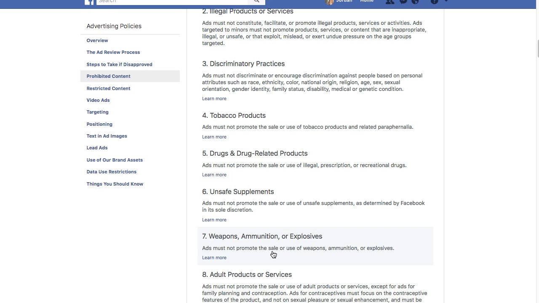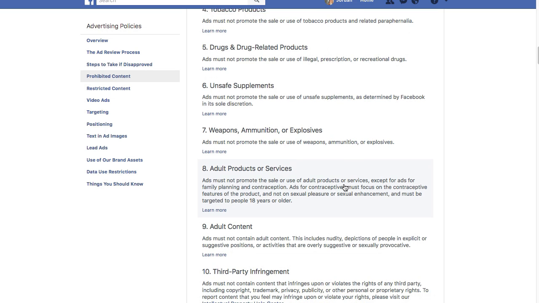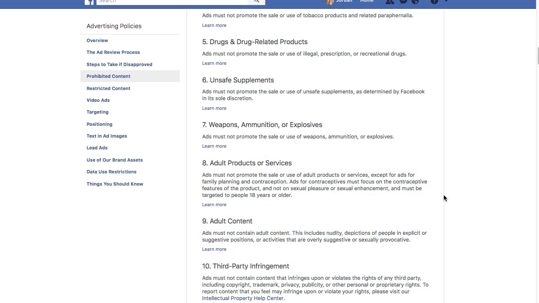You cannot promote the sale or use of weapons. You can't promote the sale of adult products or services, except for family planning and contraceptives, and you have to target people 18 and older for those. Can't promote adult content, so no porn.